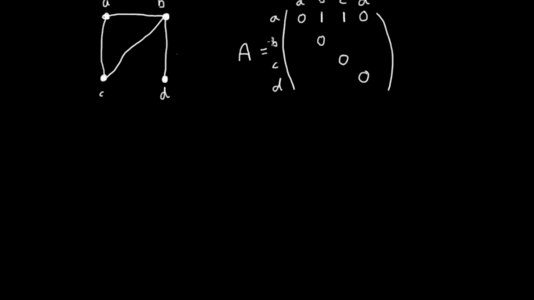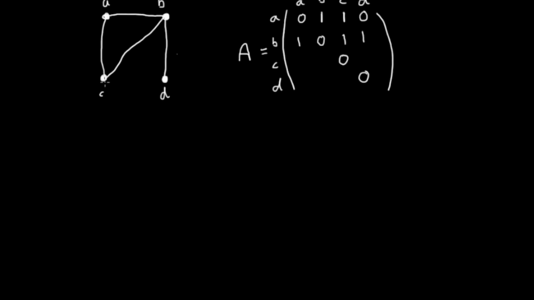Okay, so let's move on to the next element, B. Well, B is adjacent to A, so I put a 1 in here. B is adjacent to C, so I'm going to put a 1 in here. And finally, B is also adjacent to D, so I'm going to put a 1 in here. Okay, that's the vertex B done.